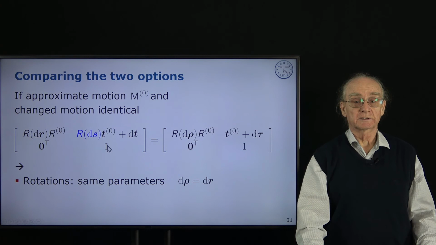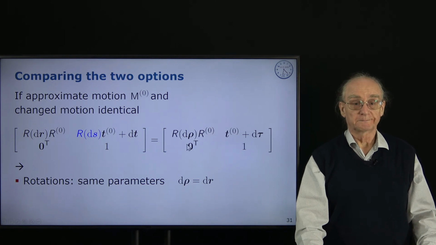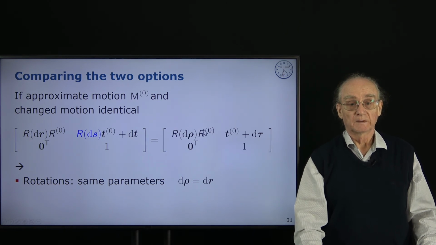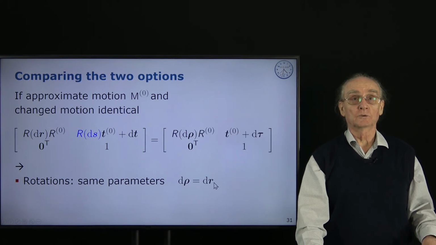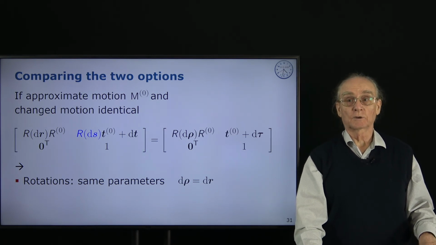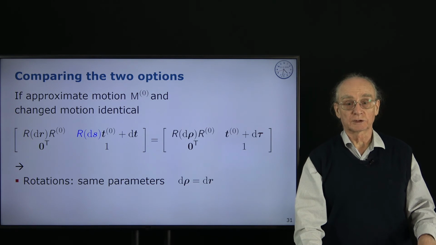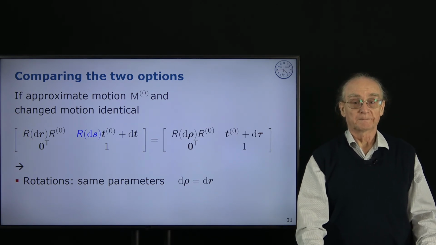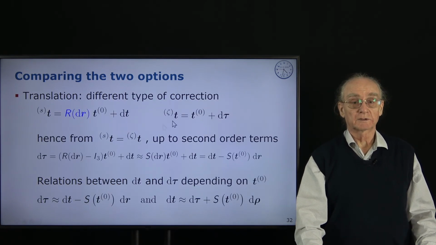Then these two matrices should be the same. Okay. Now we immediately see that in order that these two expressions are the same, the d rho and the dr should be the same. So the two representations which we discussed don't distinguish by their rotation parameters. That's fine. Now let's have a look at the translation.